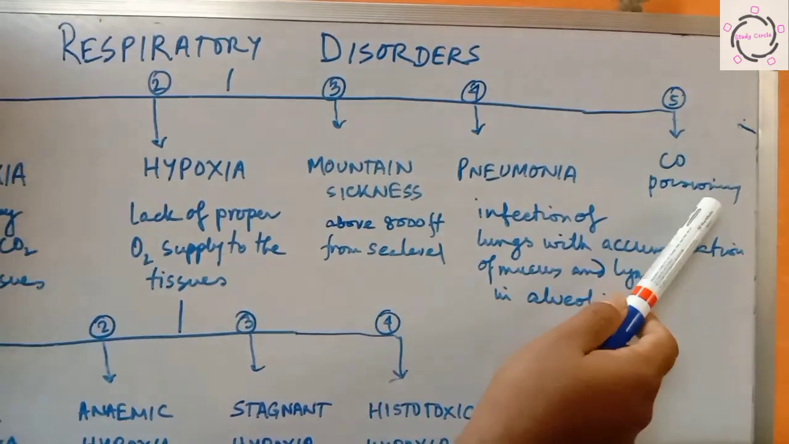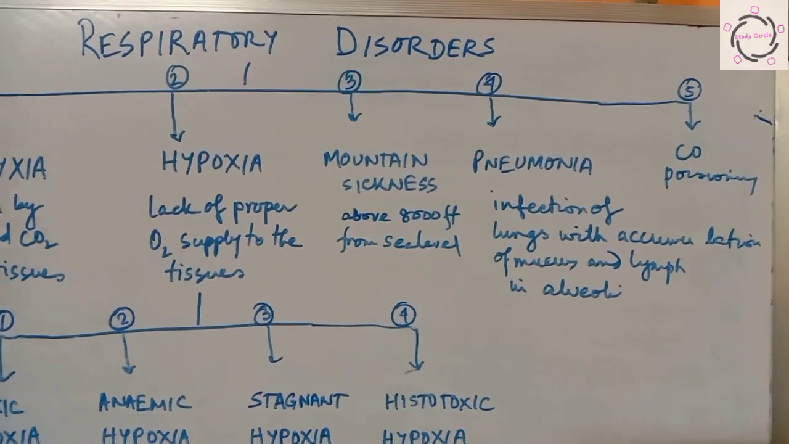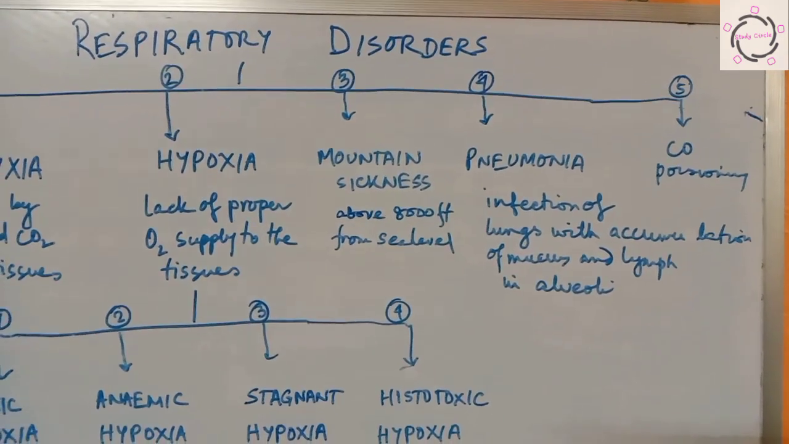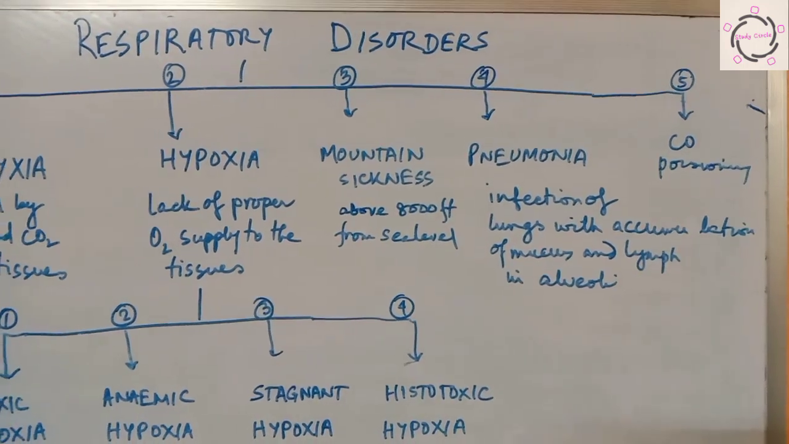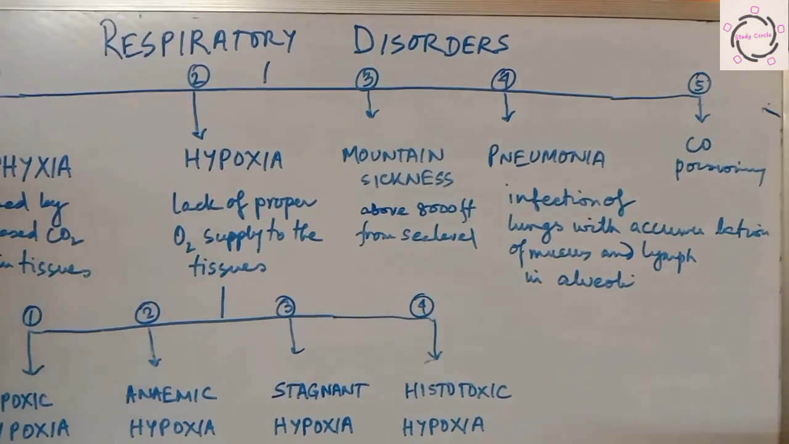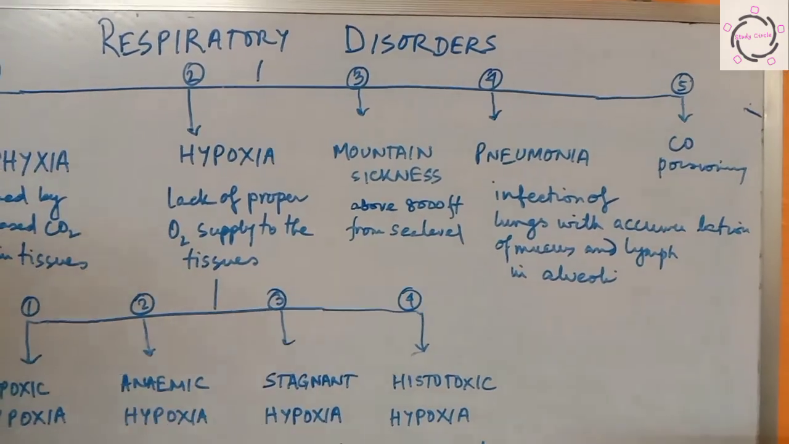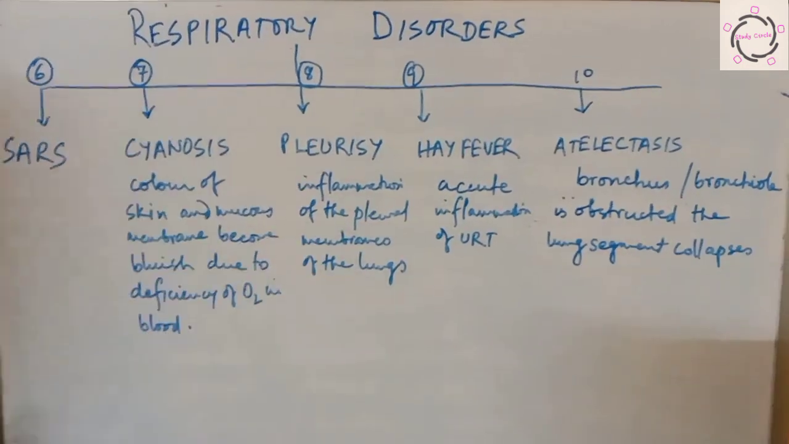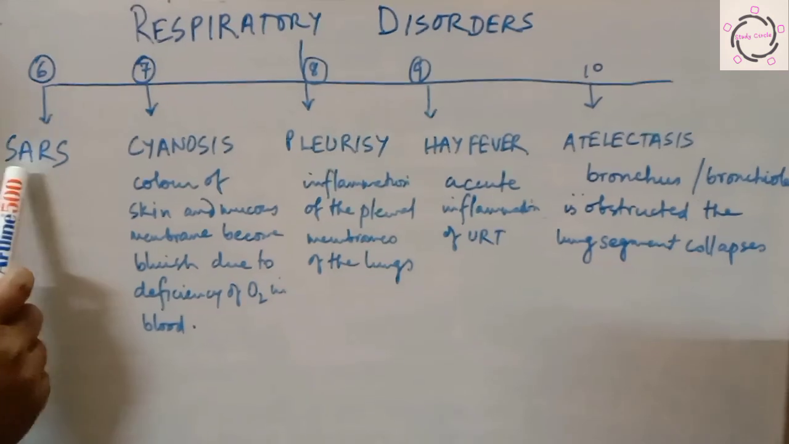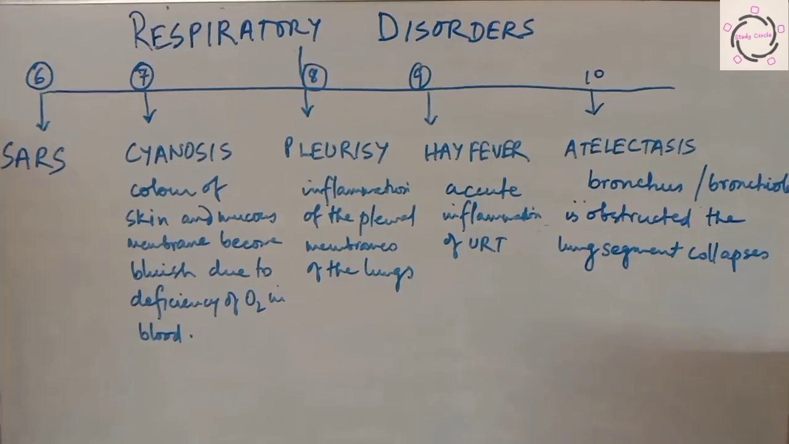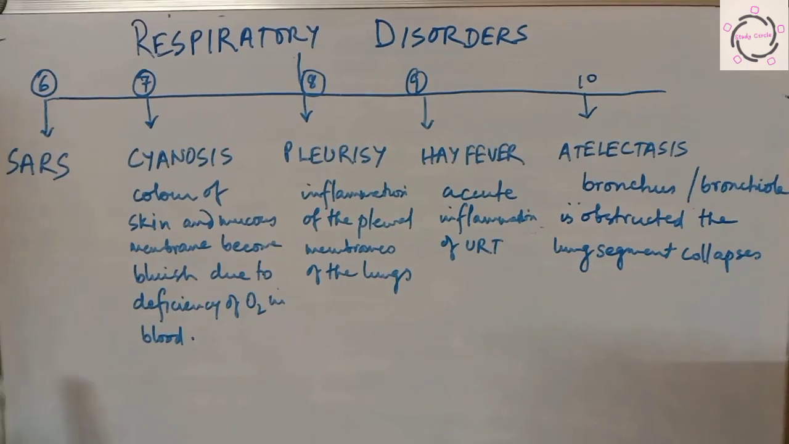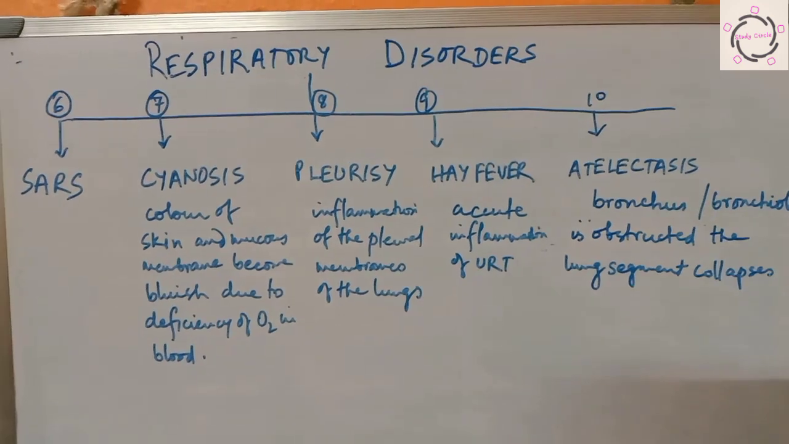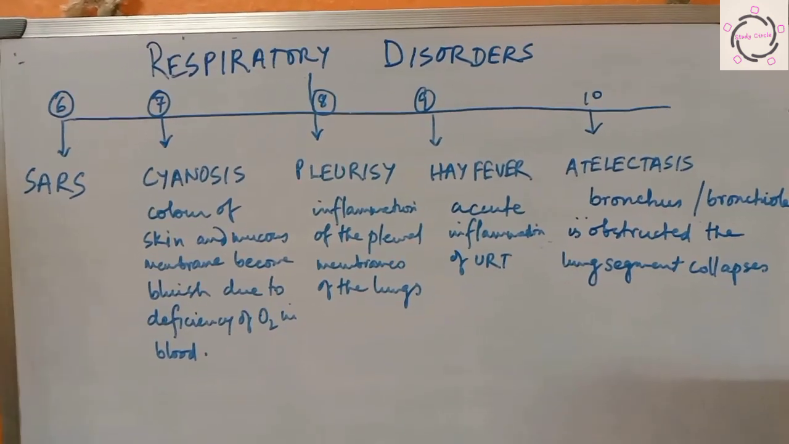Number 5 is carbon monoxide poisoning. As you know, carbon monoxide forms carboxyhemoglobin, which is very poisonous. It attaches with hemoglobin to form carboxyhemoglobin, and the person dies of suffocation. Now I am bringing number 6, SARS. You know what is SARS? Full form is severe acute respiratory syndrome. Right now the coronavirus COVID-2 is going on, but SARS was actually the COVID-1 virus, which was the severe acute respiratory syndrome.